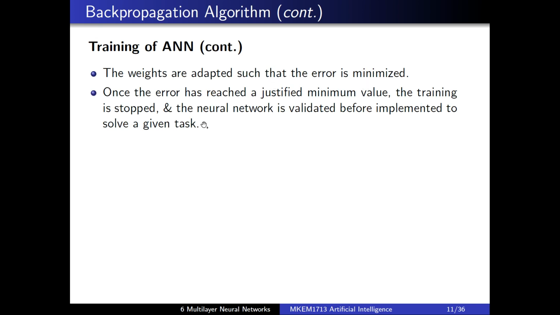Once the error has reached a justified minimum value, the training is stopped and the neural network is validated before being implemented to solve a given task. Remember, this is a machine learning tool, so you have to do your model evaluation and model validation as usual.